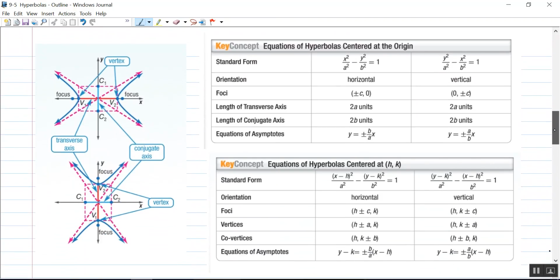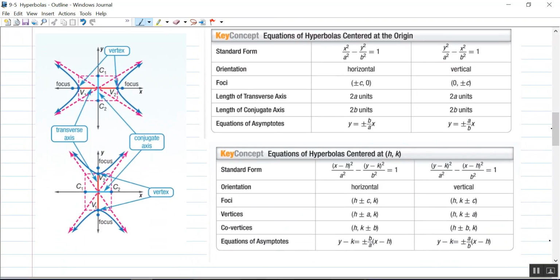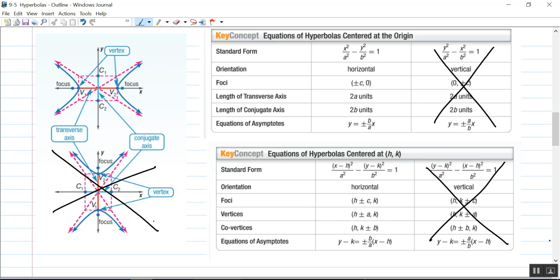So here's some information from your textbook that gives you the same information for equations of hyperbolas centered at the origin, and we are not going to do those. Equations of hyperbolas centered at (h, k), which I think is good to just kind of do in general, and we're not going to do the vertical ones. And this is what a vertical one looks like, but we're not going to do that one. Here's what it's going to look like.